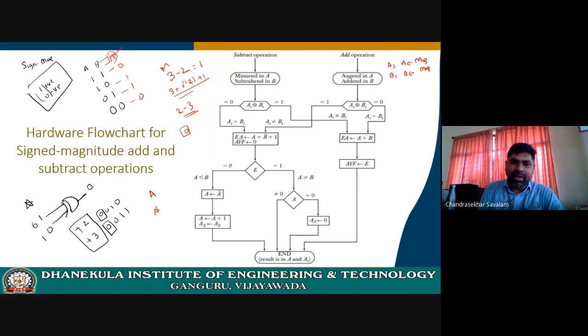Take the A complement plus 1. This is the 2's complement of A. Students, do you know this? Yes, sir. So after this addition, A plus B complement plus 1, 2's complement subtraction, if the result is 0, whatever content is there in A is not the actual result, that is the negative number. So you have to take the complement of A and attach the sign. Sign means AS should be 1.